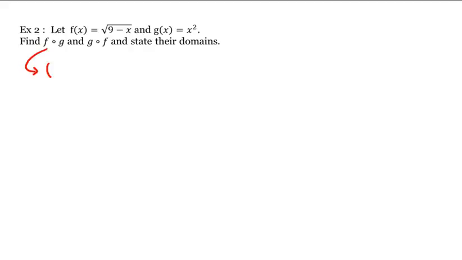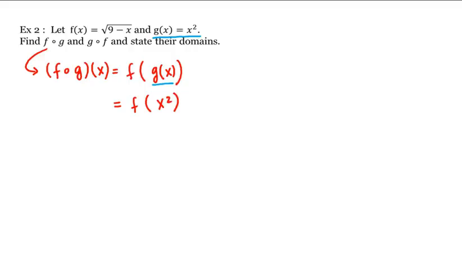So f composed with g of x, by definition, is f of g of x. But g of x is this x squared, which means this is equal to f of x squared. And what is f of any input? We take that input and we plug it in here where we see an x. That is, this is equal to the square root of 9 minus x squared.